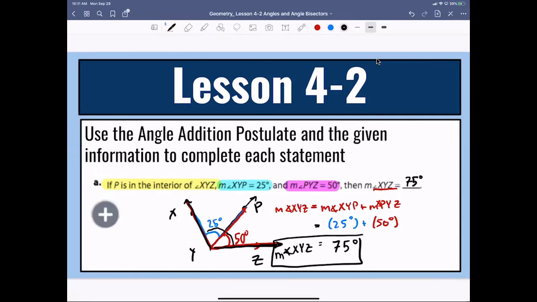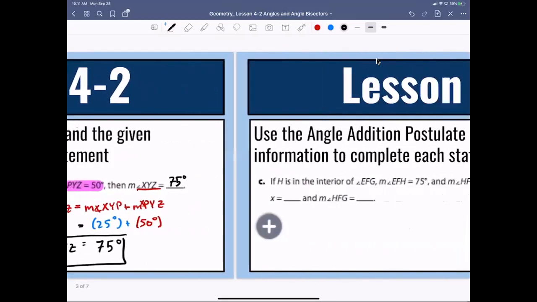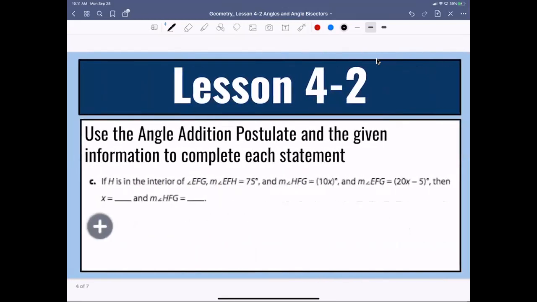Let's make sure we're getting that. Let's go on to our next example. It says, use the angle addition postulate and the given information to complete the statement. So the same thing as before, and we've got to draw a picture before we even begin. Let's read everything it says. If H is in the interior of angle EFG and the measure of EFH is 75, and the measure of angle HFG is 10x, and the measure of EFG equals 20x minus 5, then x equals this and HFG equals this.